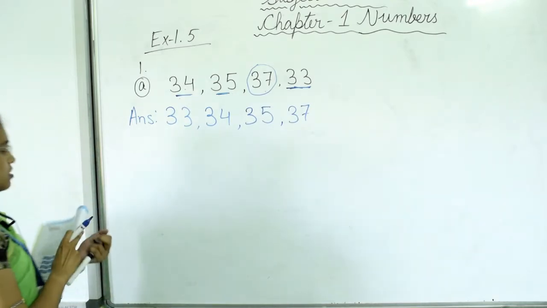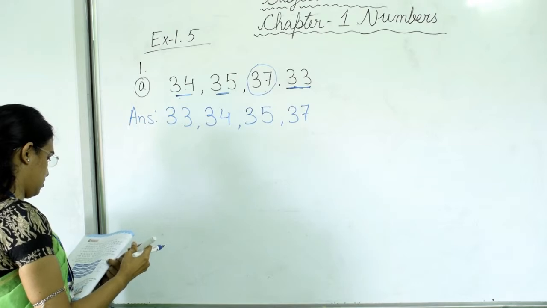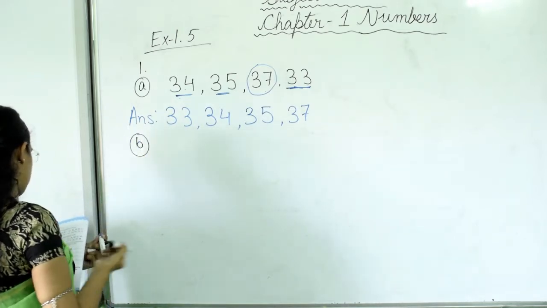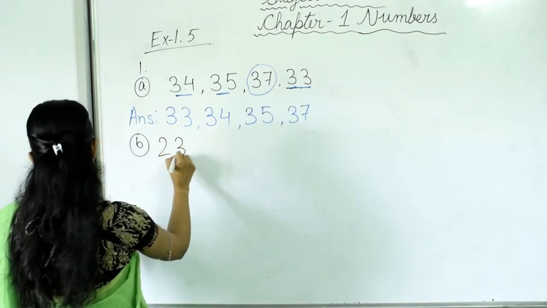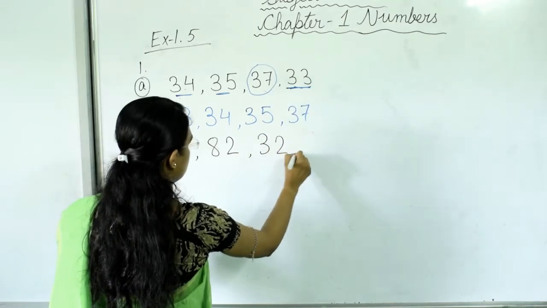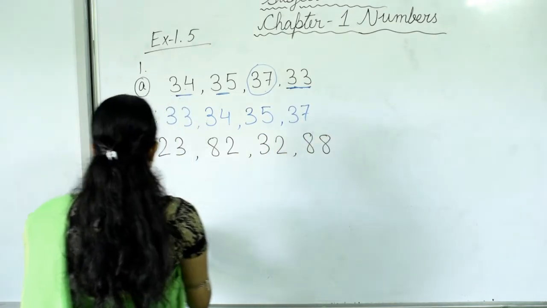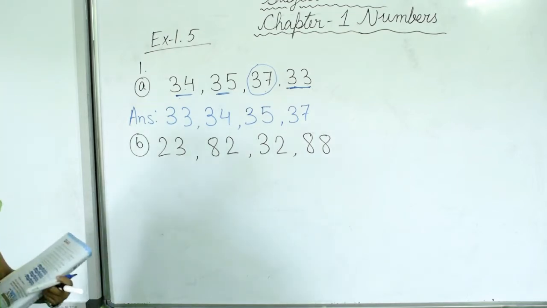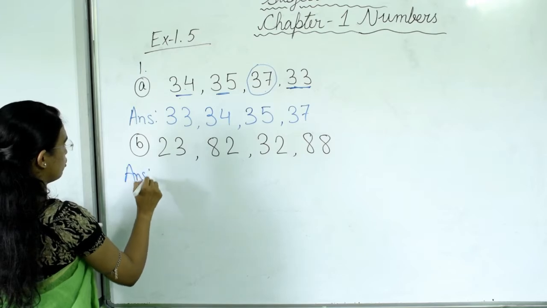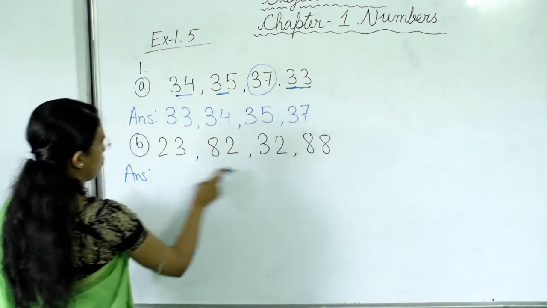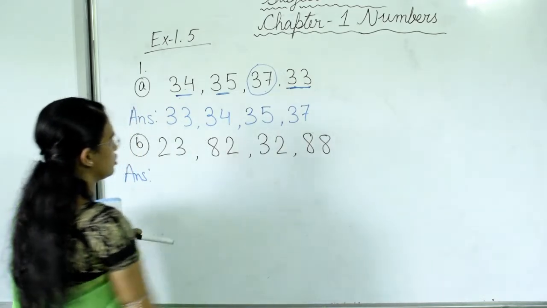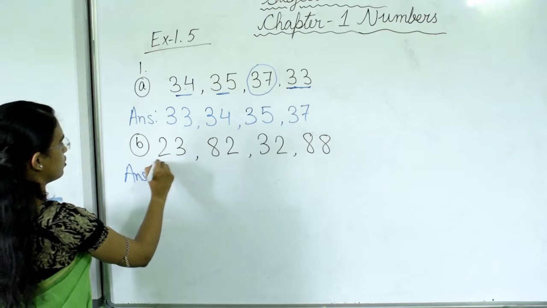Now the next question is in number B. The question is 23, 82, 32 and 88. Now we have to find out the ascending order. And for this, what we have to do? First we have to find out the smallest number among these 4 numbers. So which one is the smallest number? 23, 82, 32 and 88. Which one is the smallest number? Yes, 23 is the smallest number.